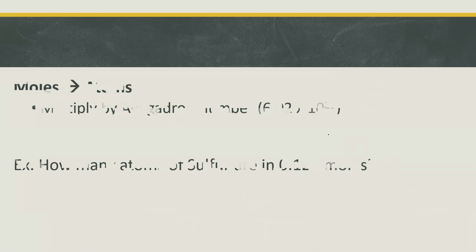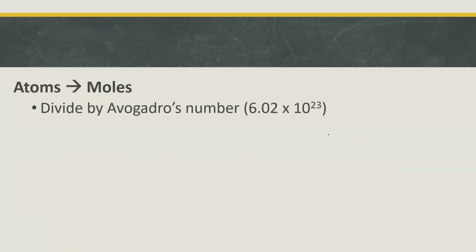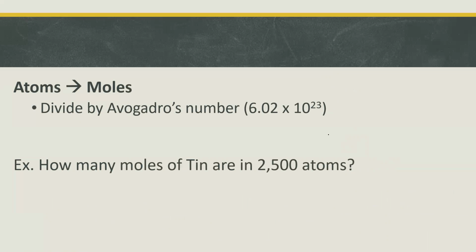All right, last conversion is the opposite, going from atoms to moles. So you're just going to divide by Avogadro's number. So how many moles of tin are in 2,500 atoms? So, 2,500 atoms of tin, which is Sn.